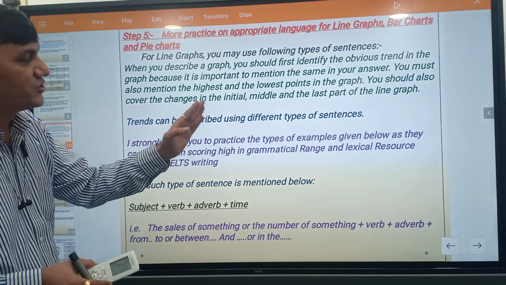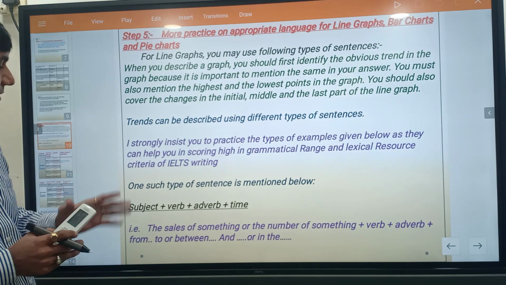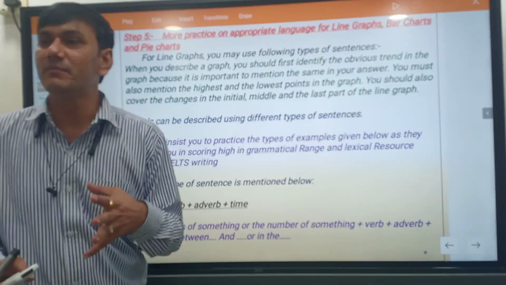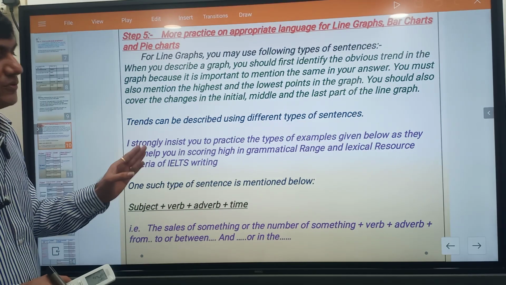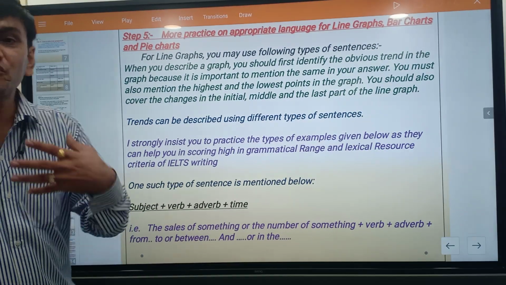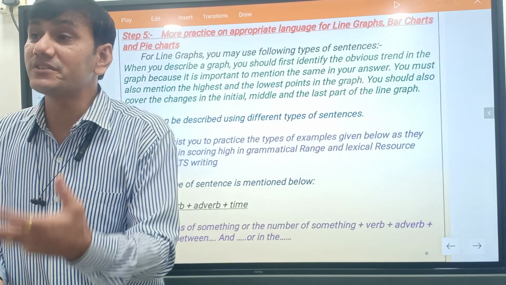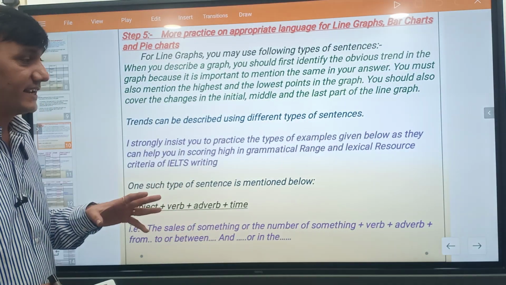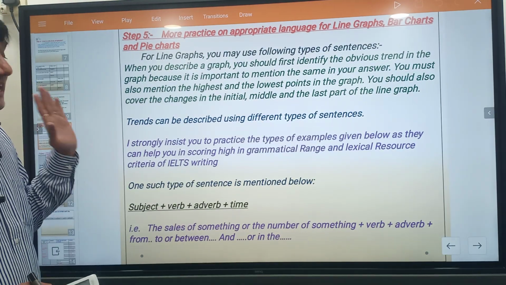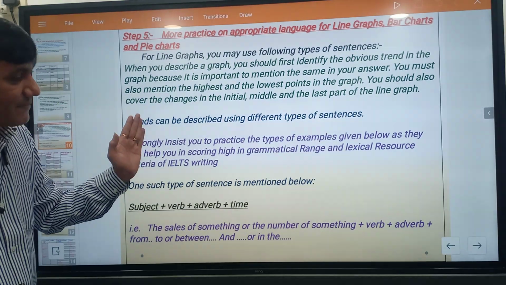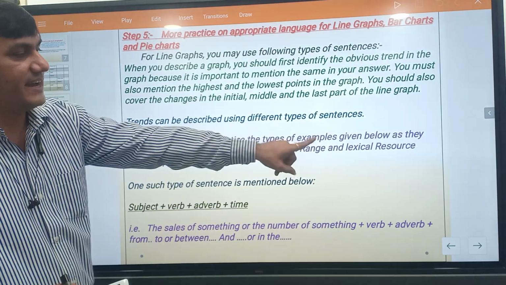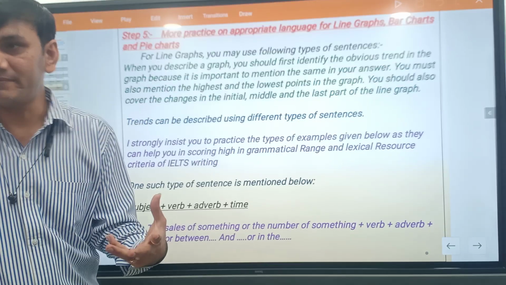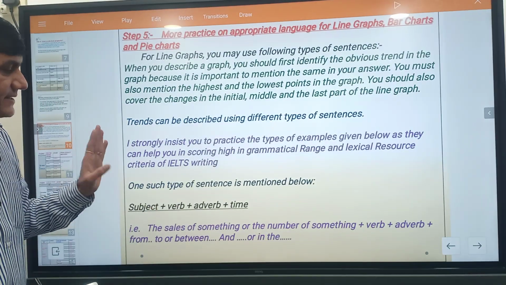Trends can be described using different types of sentences. See, I strongly insist you practice the types of examples given below, as they can help you in scoring high grades. If you use your own words which are not really similar to the required, then it will be meaningless. That's why if you use this kind of words, then you can score high bands in grammatical range and lexical resources. Lexical resources, that means vocabulary, in the IELTS criteria, okay?